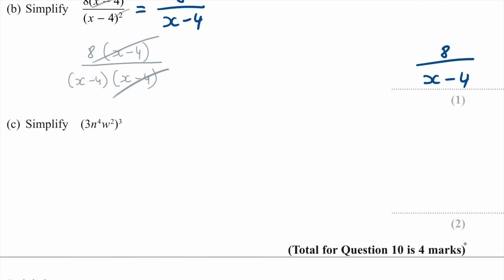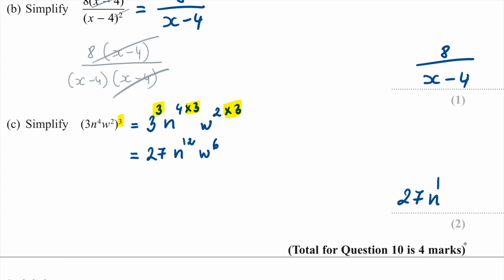Part C. Simplify 3n to the power of 4 w squared to the power of 3. Removing the brackets results in 3 cubed n to the power of 4 times 3 times w to the power of 2 times 3. When we remove the brackets, we multiply the powers. Then, simplifying this further will give us the final answer. 27 n to the power of 12 w to the power of 6.